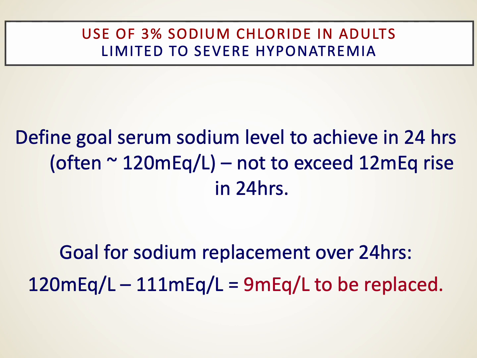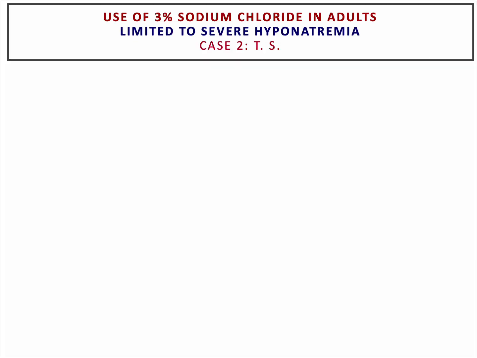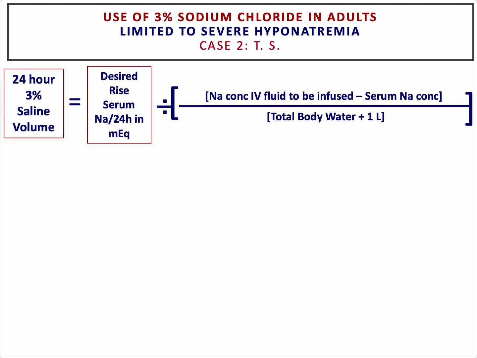How do we calculate that? Well, we typically want to make sure that we don't go more than 12 milliequivalents in 24 hours. So our goal in 24 hours is typically going to be 9 milliequivalents per liter to be replaced. We can look at the nature of solutions. Sometimes we can do calculations to figure out how much 3% saline we need, in part looking at these graphics and these numbers. Let's look at some data for this case now. So we're looking at a 24-hour 3% saline volume: our desired rise divided by the sodium concentration of the IV fluid to be infused less the serum sodium concentration, divided by total body water plus 1 liter.